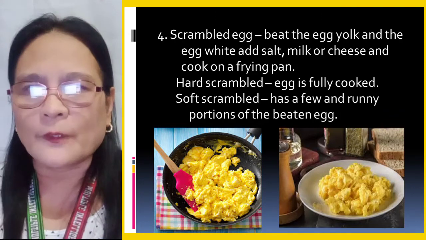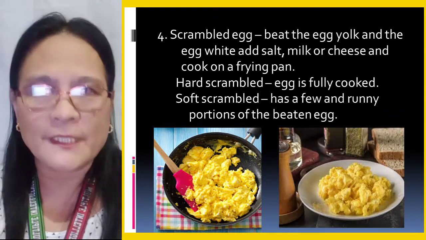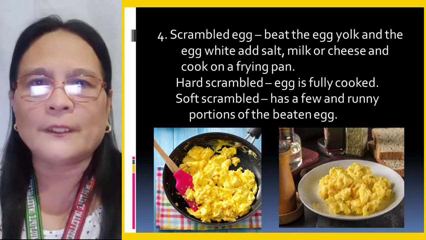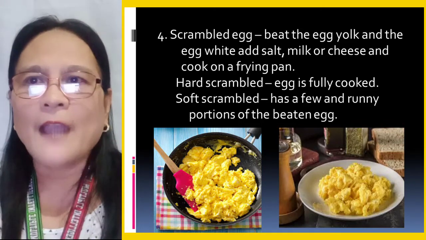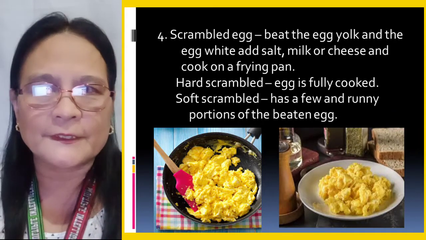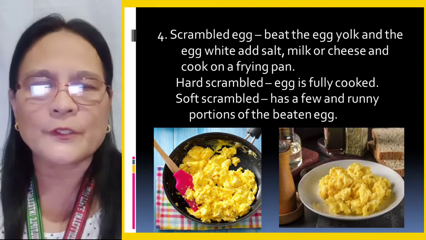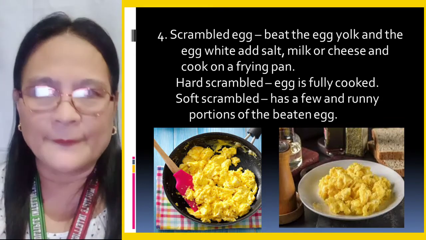Number 4, scrambled egg. Beat the egg yolk and the egg white. Add salt, milk or cheese, and cook on a frying pan. Hard scrambled is when the egg is fully cooked. Soft scrambled has a few runny portions of the beaten egg.